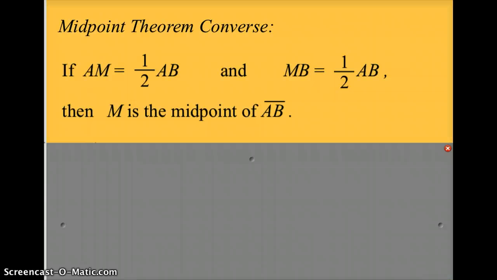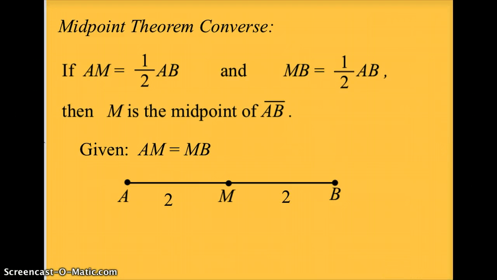This leads to the converse of the midpoint theorem. This time, if AM equals 1/2 of AB and MB equals 1/2 of AB, then M has to be the midpoint of AB. This time what you're given is that these two segments are equal in length. Once you know that those two segments are equal in length, then M has to be the midpoint. M is the midpoint, that's the then.